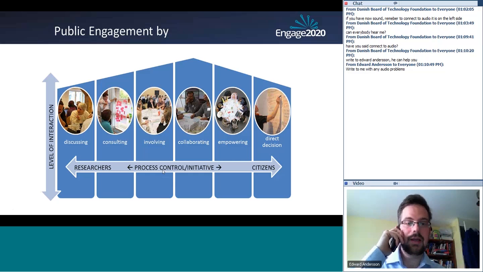If you're starting out to develop public engagement in a research process in Horizon 2020, you need to really go and answer the questions. Which level am I working with? Which groups of the public does it make sense for me to engage with? And how much control, how much influence am I willing to give to people? Next slide, please.